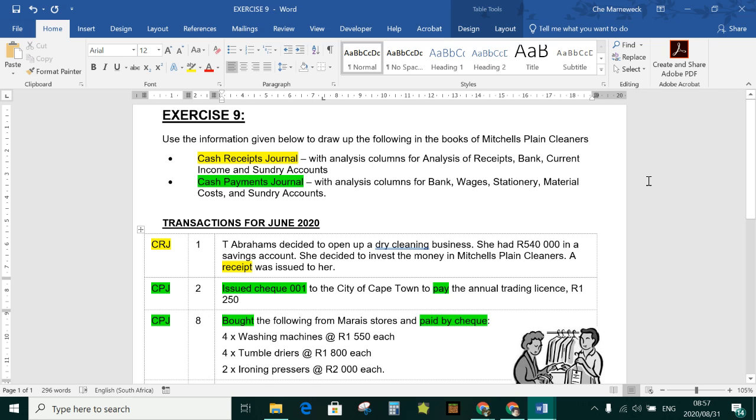Okay, so this is the third video for exercise 9. We're looking at recording the cash payments journal transactions, the ones that have been highlighted in green. When the business pays money, we're going to be looking at recording those in the cash payments journal. So we're going to start for the exercise to ensure that we've got all the correct columns filled in.